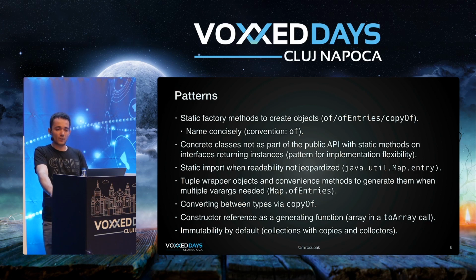And remember the pattern of using a reference to a constructor in place of a generating function. In our case, we use that to create arrays with very compact syntax. And last but not least, and this is an important one, it's a good practice to create immutable objects by default, pretty much universally, and now it's easy to do with collections, including when we're creating their copies and collecting in streams.